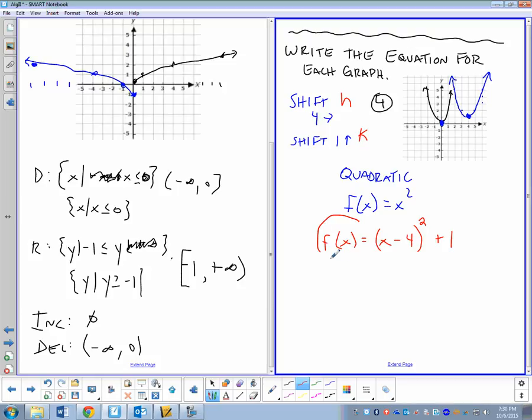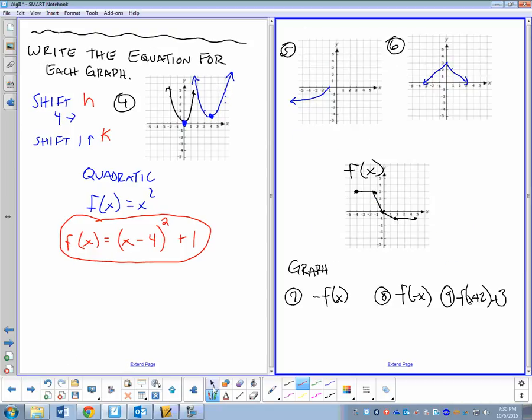And an easy way to check this on a quiz or a test is going to be to plug this function into your calculator to make sure that it matches this. Especially on a multiple choice question, you really wouldn't have to go through all of that work. You could plug them into your calculator to see which one ends up being the graph that you have here. All right. Let's move on to the next one.